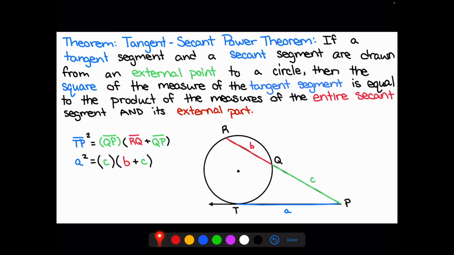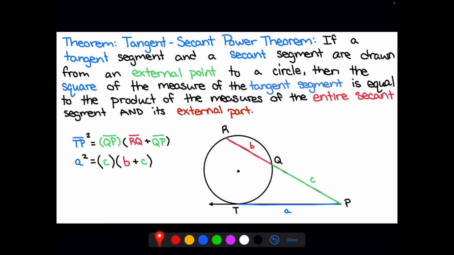If you have a tangent secant segment, that is the equation that you'll use. And further again, that's the whole thing, the whole thing times the outside portion. And that's if we have a secant. Again, if we have a tangent, you just square your tangent.